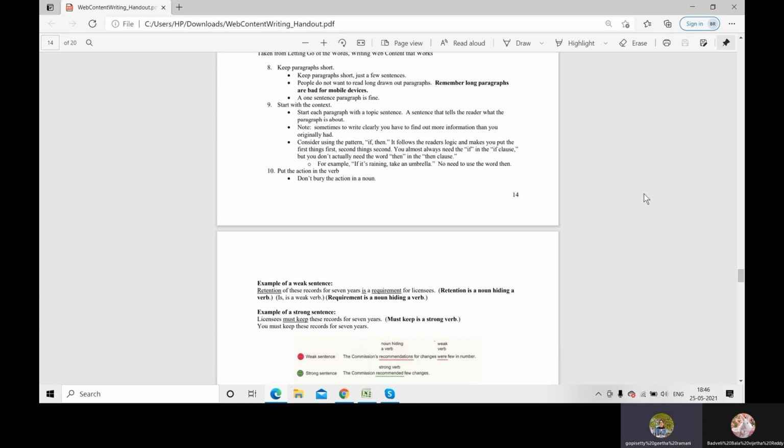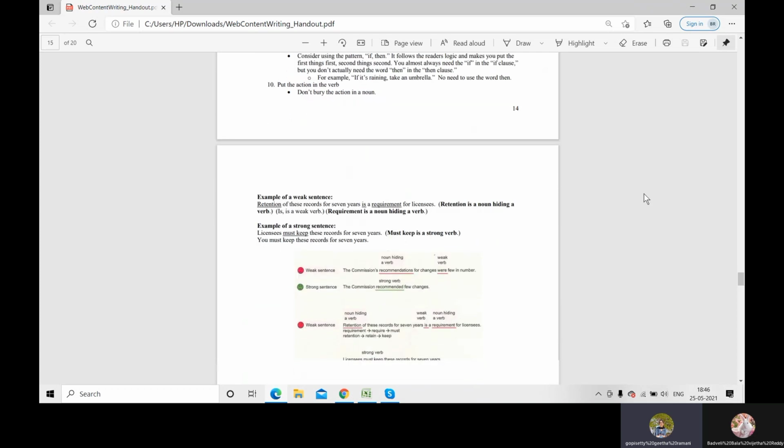So our next point: put the action in the verb. Don't bury the action in a noun. An example of a weak sentence is "Retention of these records for 7 years is a requirement for licensees." Retention is a noun hiding a verb, and requirement is a noun hiding a verb. An example of a strong sentence is "Licensees must keep these records for 7 years." Or, "You must keep these records for 7 years."